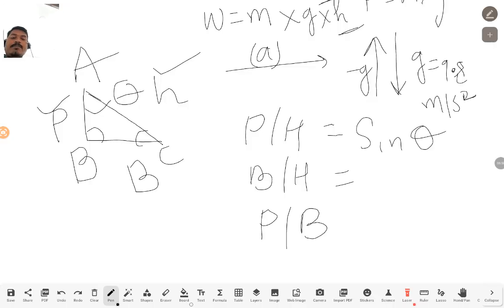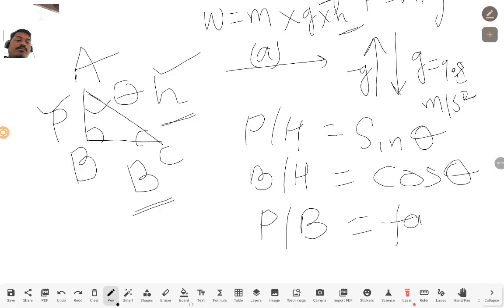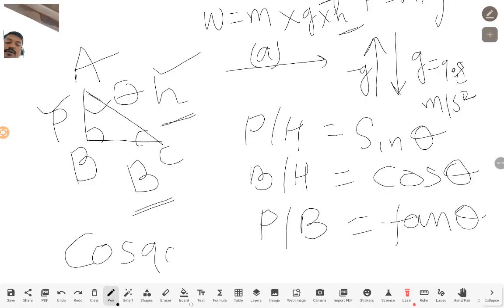Ratio of base and hypotenuse is called cos theta, and perpendicular and base is called tan theta. This clear? I remember cos 90, its value is always 0.